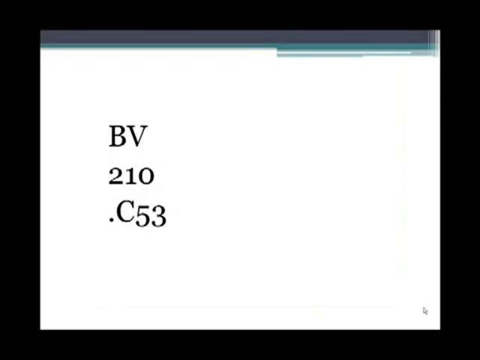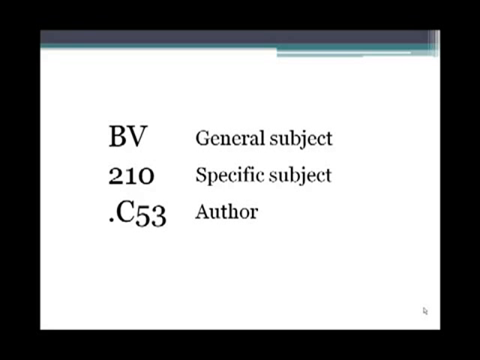So here's an example of an LC call number. The coded information in the first line, BV, represents the general subject, and the information gets more specific as you go down. Here's how they all match up. BV is a general subject, 210 is a specific subject, and C53 marks the author. See, it's going from general down to specific.